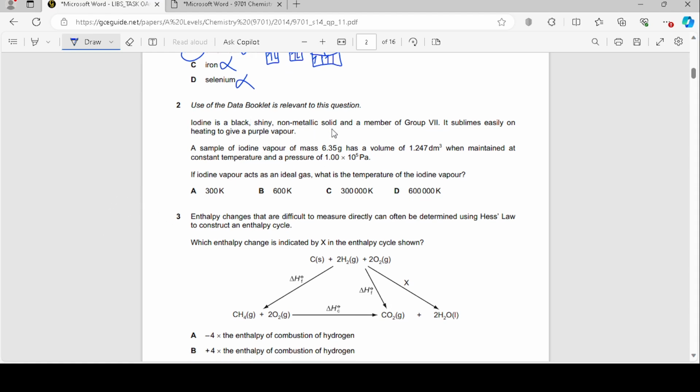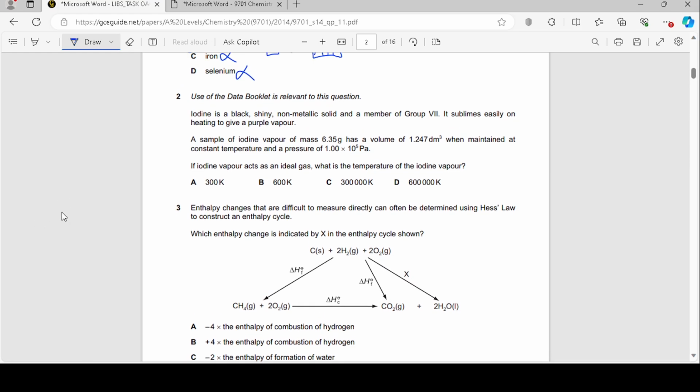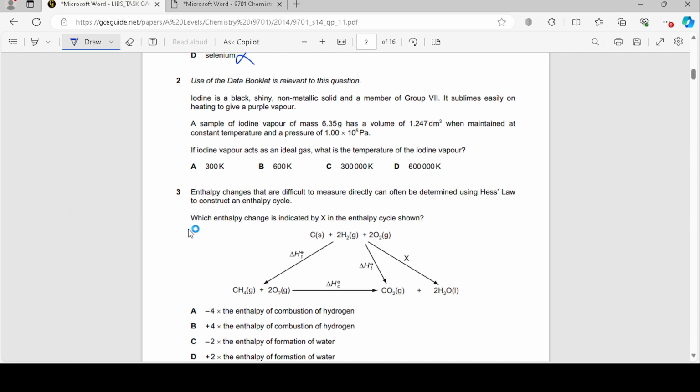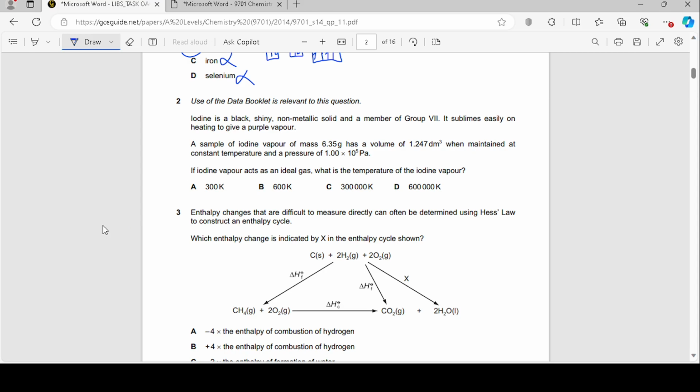Iodine is a black, shiny, non-metallic solid and a member of group 7. It sublimes easily on heating to give a purple vapor. A sample of iodine vapor of mass 6.35 grams has a volume of 1.247 cubic decimeters when maintained at constant temperature and a pressure of 1 × 10^5 pascals. If iodine vapor acts as an ideal gas, what is the temperature of the iodine vapor?